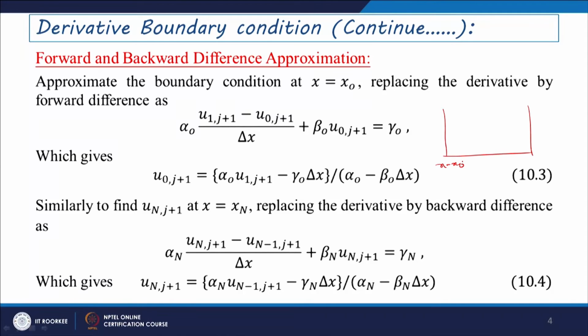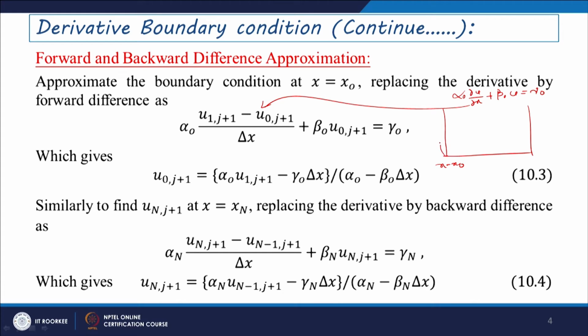If we go for the forward and backward difference approximation at the beginning point along the first boundary, at x equals x 0, we replace the derivative condition, which is written as alpha 0 del u by del x plus beta 0 u equals gamma 0. Using the forward difference approximation, we can write this as alpha 0 times u1 j plus 1 minus u0 j plus 1 by delta x, plus beta 0 u0 j plus 1, equals gamma 0.